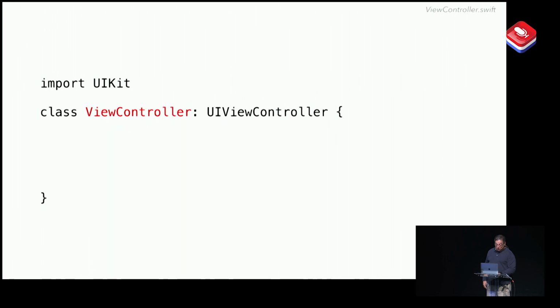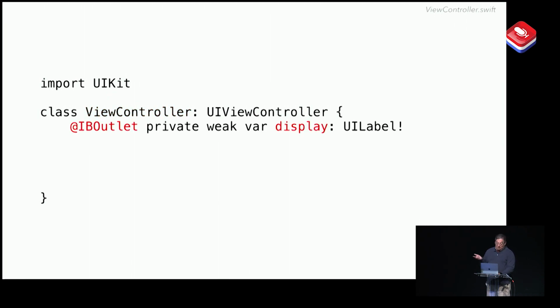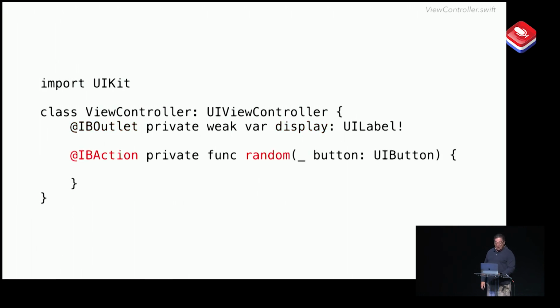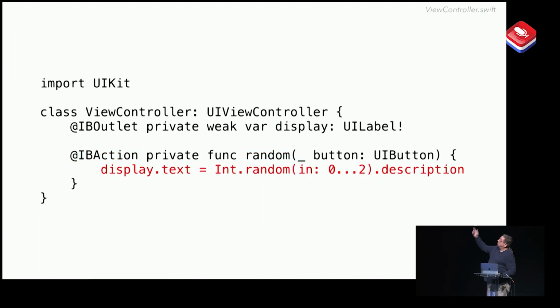And so I have my view controller, and my view controller has an IBOutlet just the way we've done for so many years, and that's the label, and it has an action, and that's what the button calls. And the button calls this and says display text, and it picks a random number between 0 and 2. Why between 0 and 2? Ooh, we've got a big example coming.